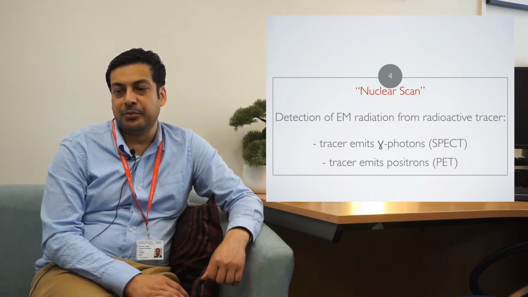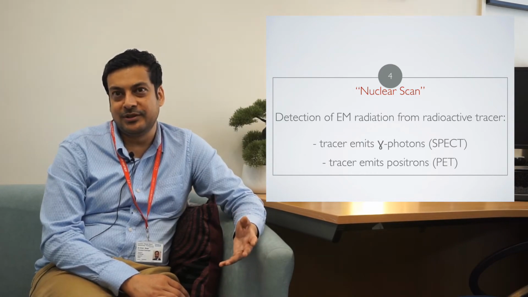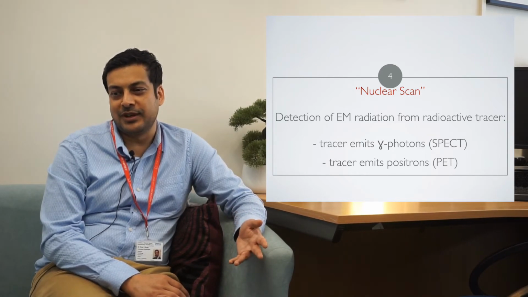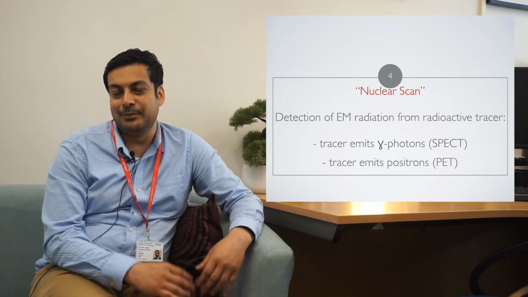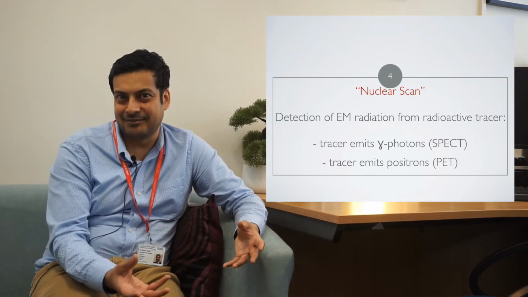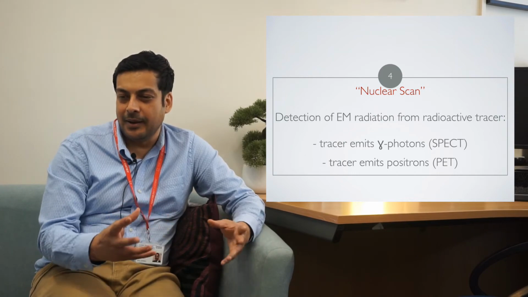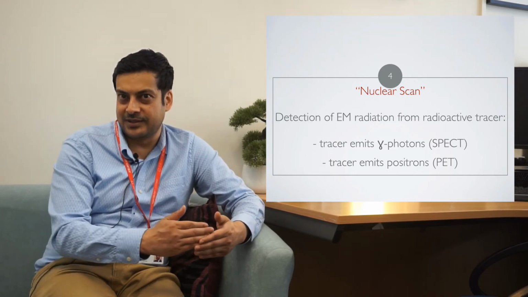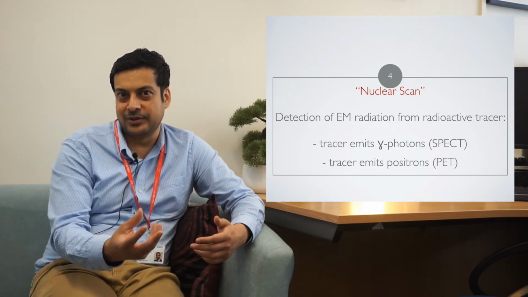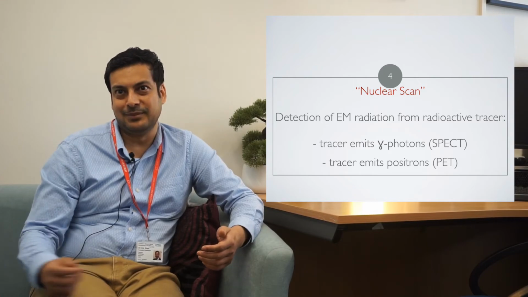And we've got 2 types of tracer. One is a tracer that emits gamma photons, and if you use that sort of tracer, you're doing SPECT. And if you have a tracer that emits positrons, you're doing PET. These are technical terms for these particles. It doesn't matter too much, but there are 2 separate types of tracers that we use. One is gamma photons that produces a SPECT image, and the other is positrons that produces a PET image.